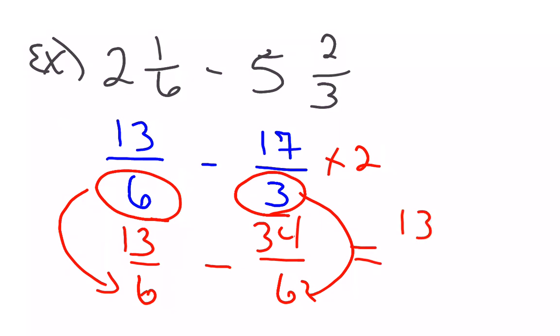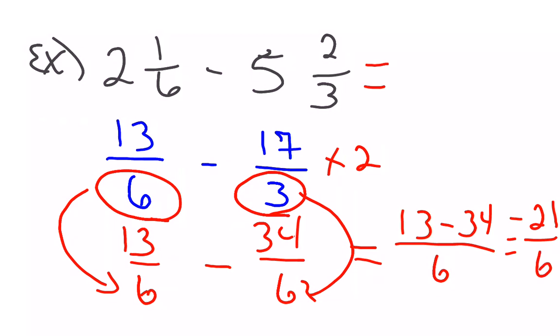In subtracting, we subtract the numerators but keep the denominator. So now we have 13 minus 34. Again, a calculator is totally fine as well. Just keep it on track with your signs. So we get -21 divided by 6. And we need to change that to a mixed number. So 21 divided by 6 goes in 3 times. 3 times 6 is 18. So 21 minus 18 is 3.